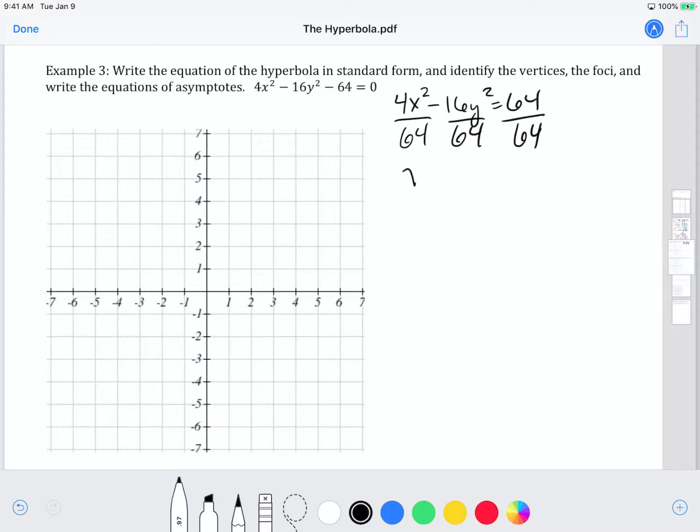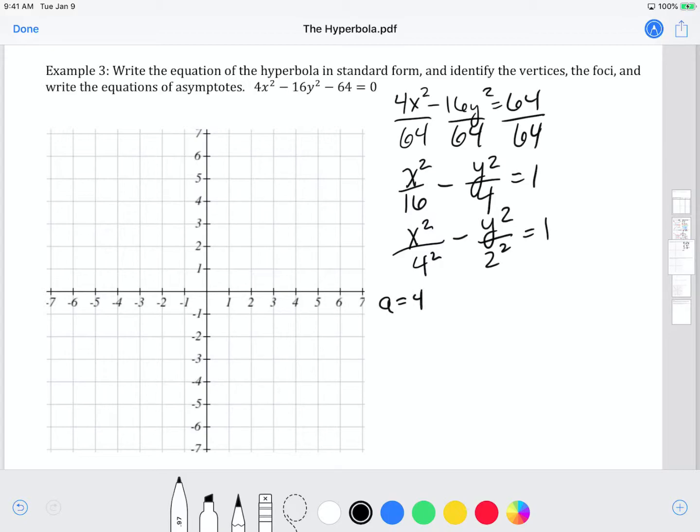Then I'm going to get x² over 16 minus y² over 4 is equal to 1. And then the last step is to write my denominators as something squared. So I'm going to have x² over 4² minus y² over 2² is equal to 1. So now I can identify that my a is 4, and this is going to be a transverse axis that runs horizontally since my x² comes first.